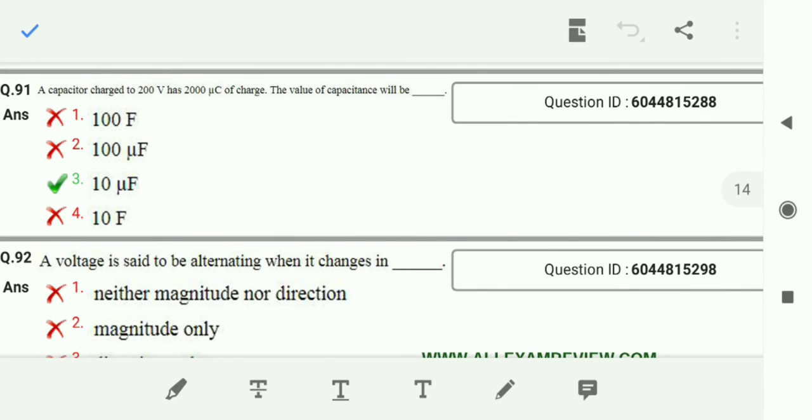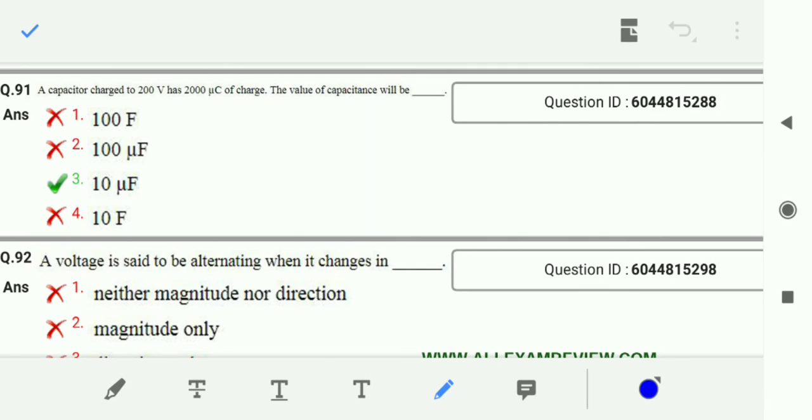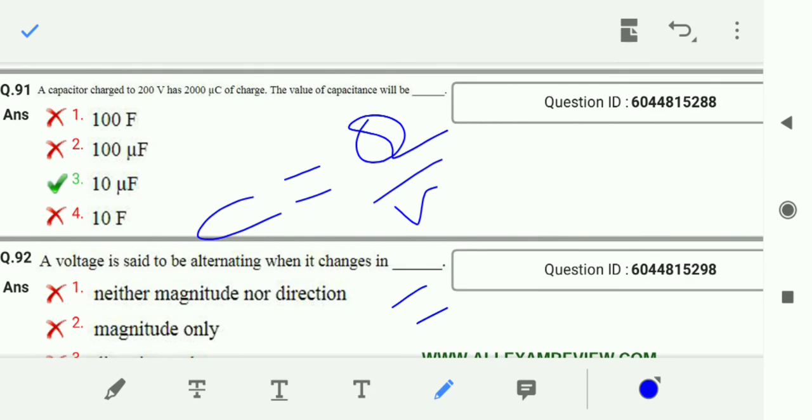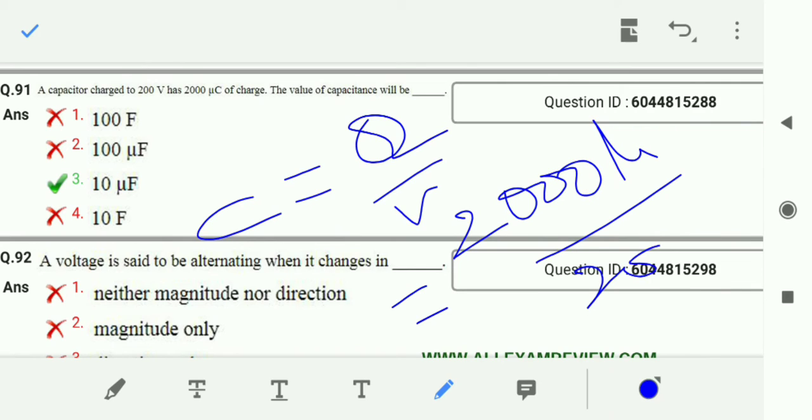A capacitor is charged to 200 volts and it has 2000 microfarads of charge. The value of the capacitance will be, we all know C is equal to Q by V, right? That means 2000 micro by 200. That is equal to 10 micro.